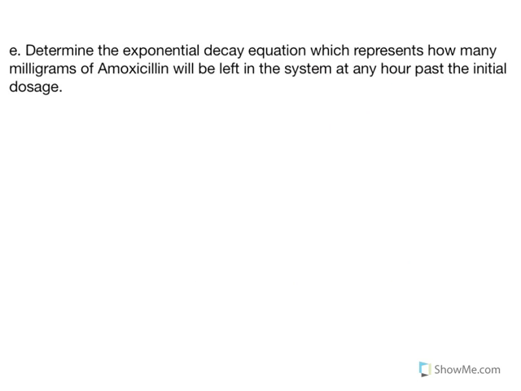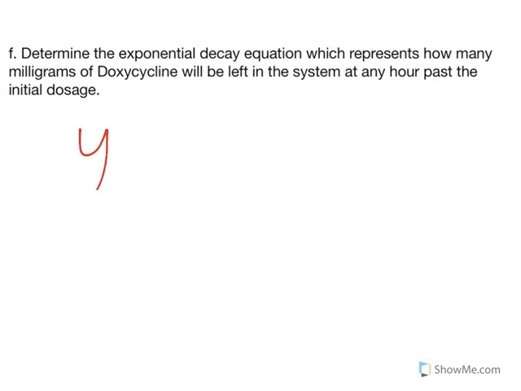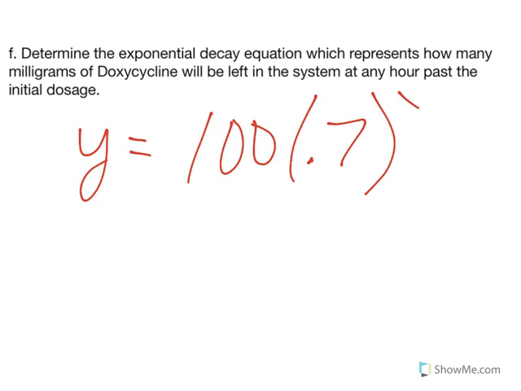So now that I have those, I can determine the exponential decay equation for amoxicillin. For amoxicillin, we know we started with 500 milligrams. We know our decay factor is 0.5, and we're going to raise that to the x power, where x is any hour past the initial dosage, and y is how much amoxicillin is left in your body. F is similar in terms of doxycycline. We start with 100. Our decay factor is 0.7, and it's raised to the x power, again where x is any hour past the initial dosage.